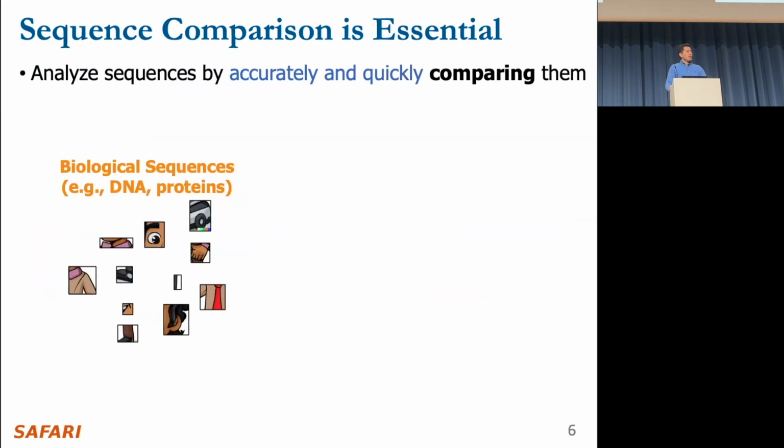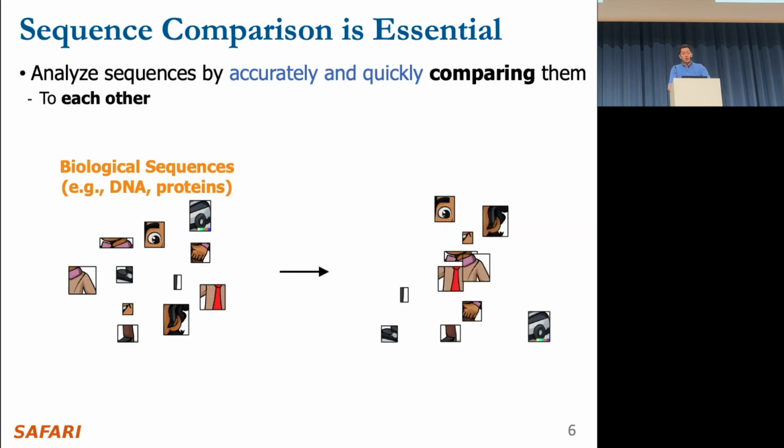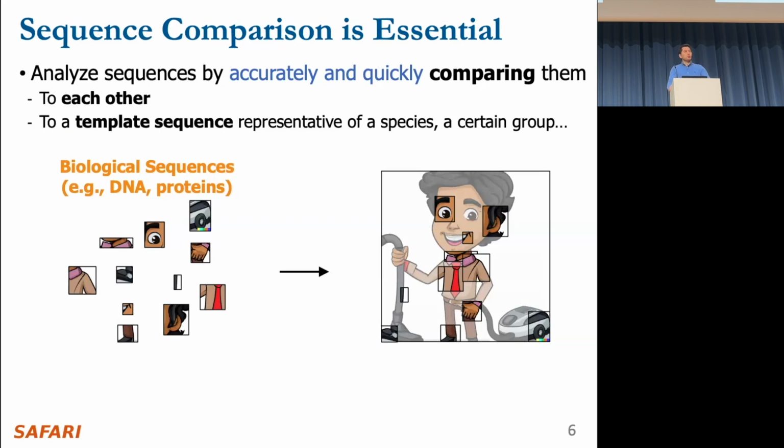Genome analysis, when you have this data from the sequencing machines, is really like solving a puzzle. We want to analyze sequences accurately and quickly by comparing them. You can assume that these DNA fragments are like the pieces of the puzzle. We want to compare them to each other to make sense of these pieces, or we may also want to compare them to a certain template sequence, which can be a representative of a certain species or a certain group and so on.